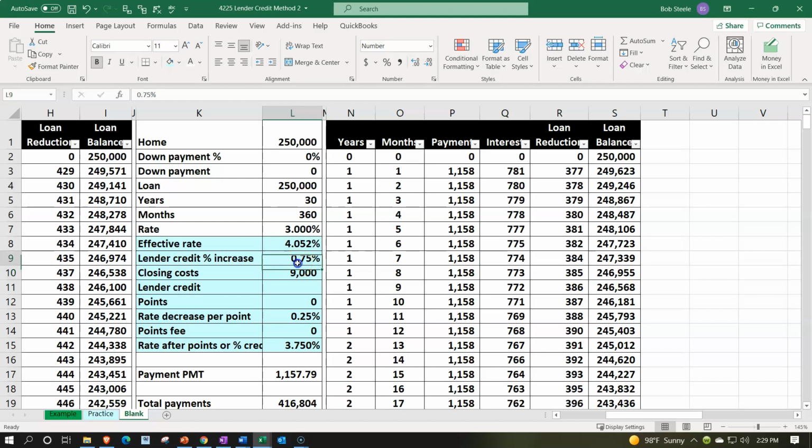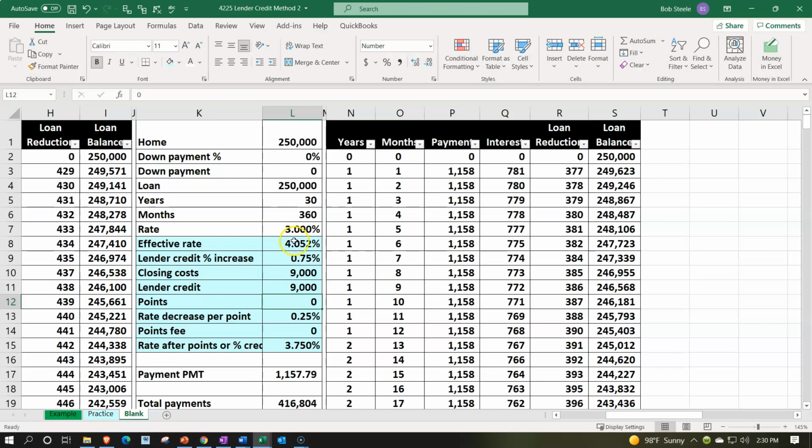But we're going to assume that we're offered a 0.75 increase, which would bring the rate that's going to be used to calculate on the loan balance, $250,000, to 3.75, and then they're going to pay off, in essence, using a lender credit, the $9,000 of the closing costs. So we're going to assume that the lender credit is going to be equal to the closing costs of the $9,000.